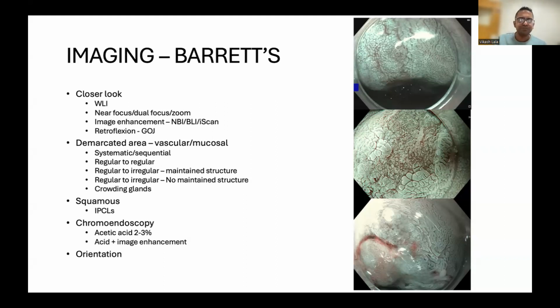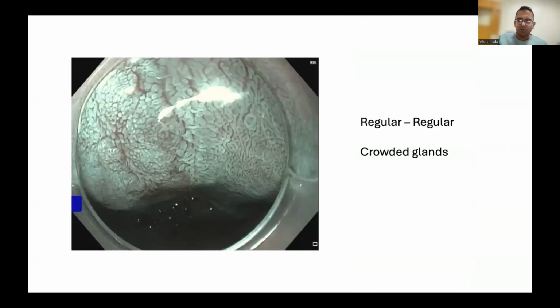Whatever it may be. So this is just an example of a demarcated area, and you can beautifully see that there is a demarcated area here. It's a bit subtle. I'll show you this case in a video, but it's regular to regular. This pattern has been beautifully regular, but that's also regular. And this is what I mean by crowded glands. So this looks like that, just bunched up a lot tighter together. So that's probably an area of dysplasia.